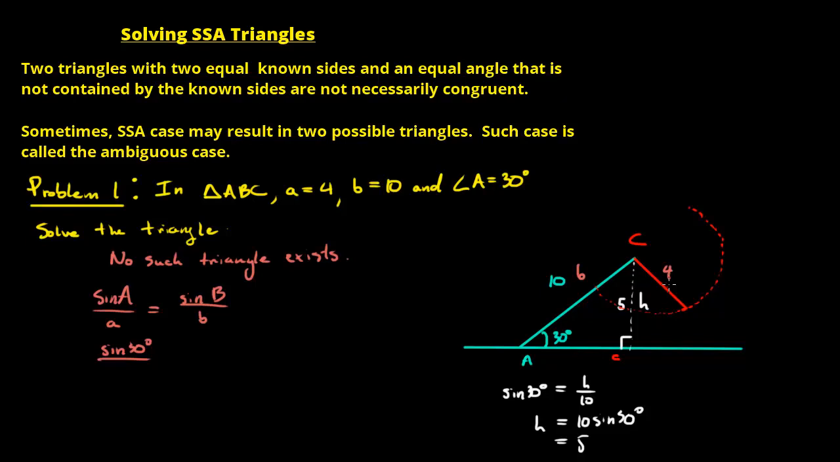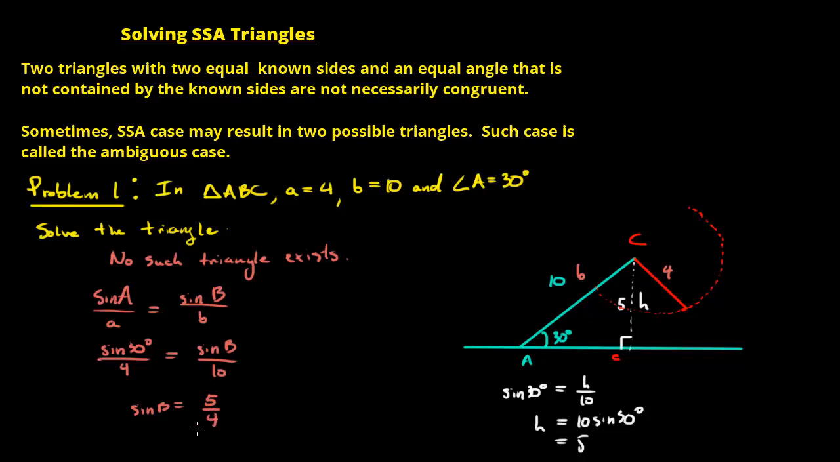And I should have written this on this diagram here. So this is 4 units. So I have sine 30 over 4, which is equal to sine of B over side B, which is 10 units. And so if I isolate this equation for sine of B, I get that sine of B is 10 sine 30. 10 sine 30, as we saw from before, is just 5. So I have that sine B is 5 over 4.